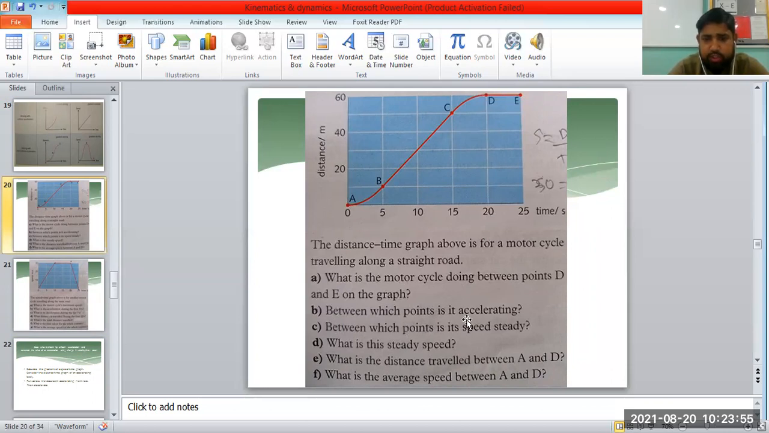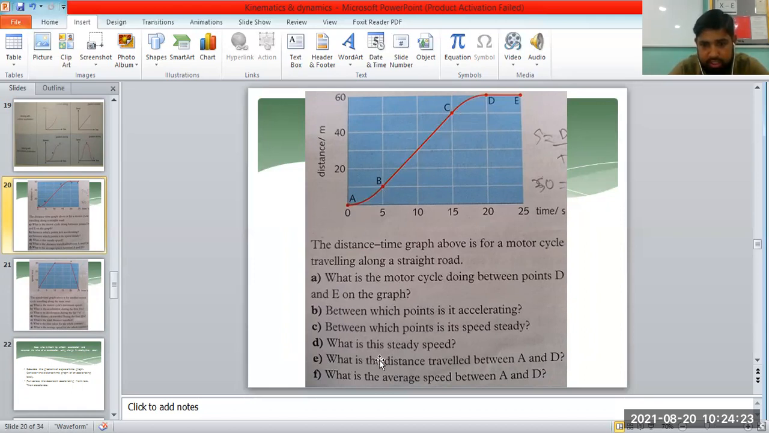Part B, between which points is it accelerating? So accelerating, what can we say about BC? In BC, we have a straight line. So that means speed is constant. The object is not accelerating in BC. So the object is accelerating in AB. You can see that speed is not constant, speed is increasing. So it means the object is accelerating in AB.